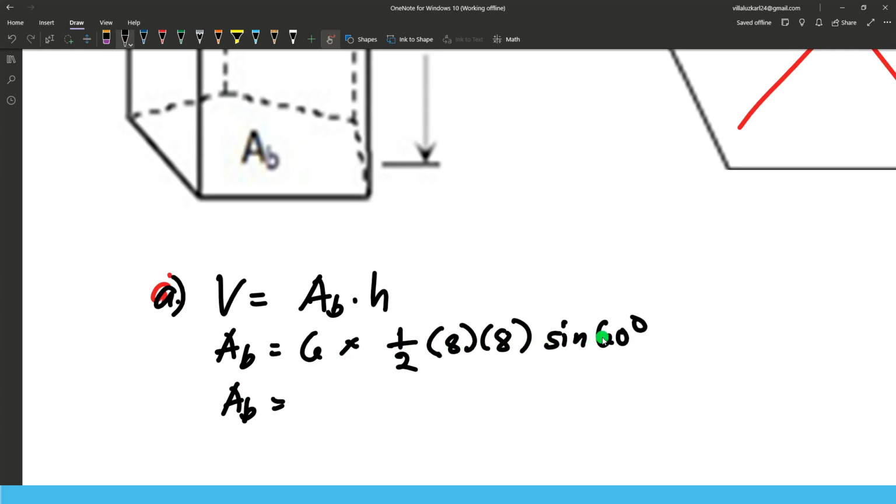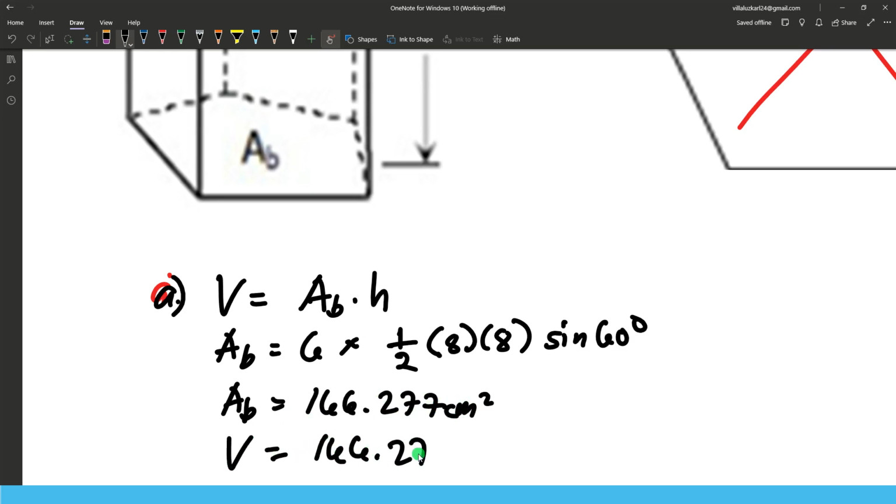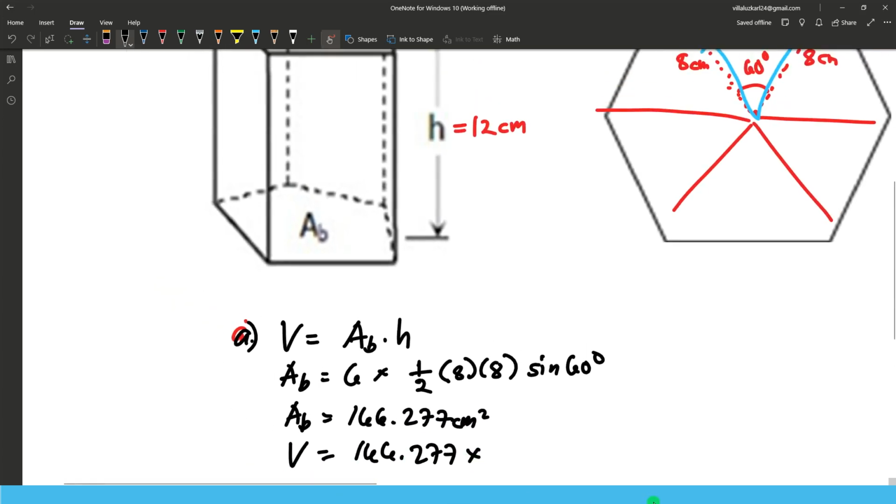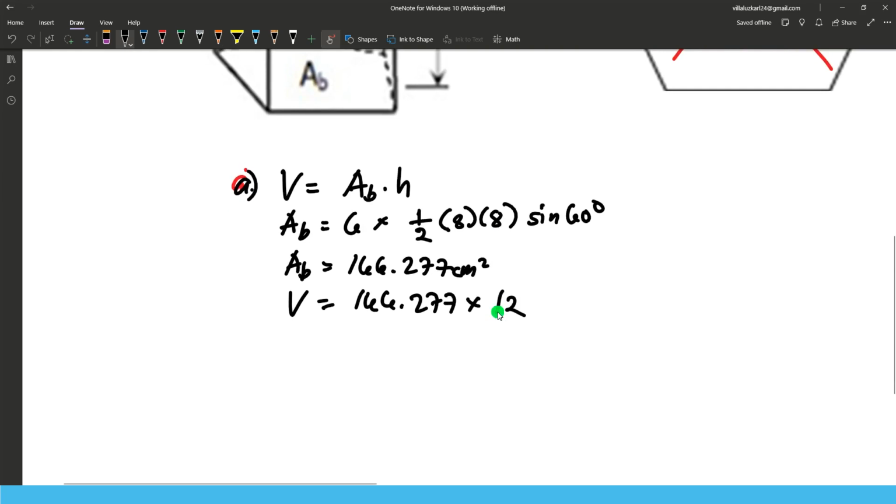Let's compute that. We have 166.277 square centimeters. Then multiply that area of the base by the altitude h. h is 12. We have a volume of 1995.322 cubic centimeters.